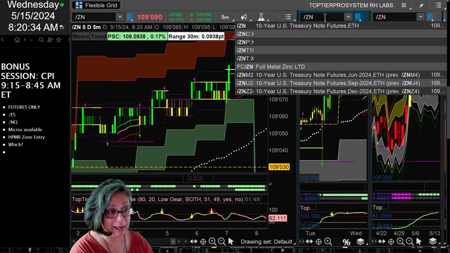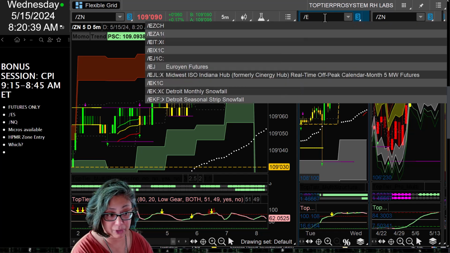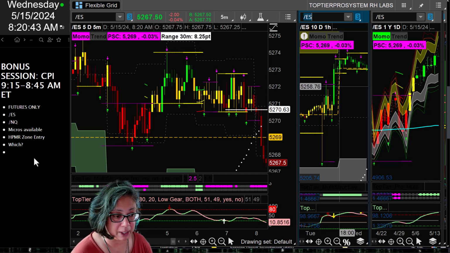What not to trade? I would not trade gold during this event. I would not trade the 10-year. I would not trade the long bond. It's S&P and NAS only, and then hourly price movement ranges.